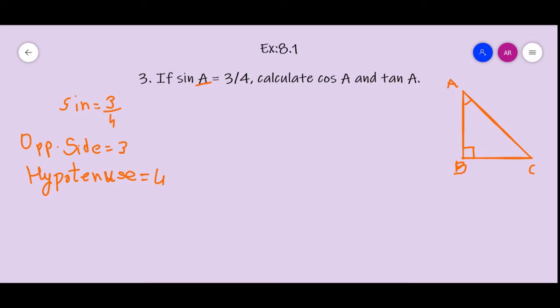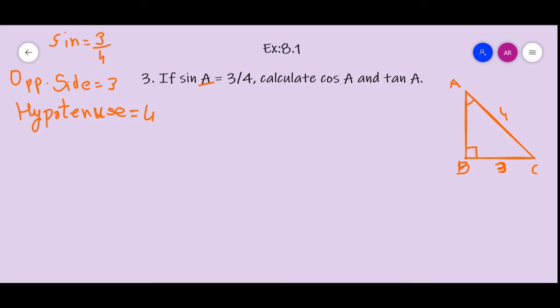So let's substitute our values according to what we have got. The opposite side to angle A would be BC. So the length of BC would be 3. And we know the hypotenuse is 4, so AC would be 4. Alright. And now we have to find out the values of cos A and tan A. How to do that? It's similar to the previous questions that we have seen.